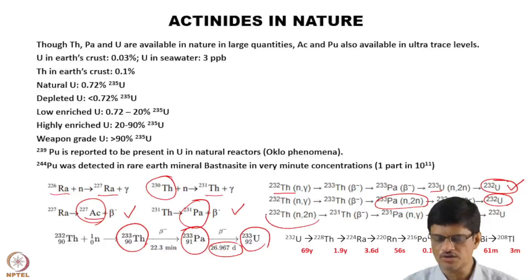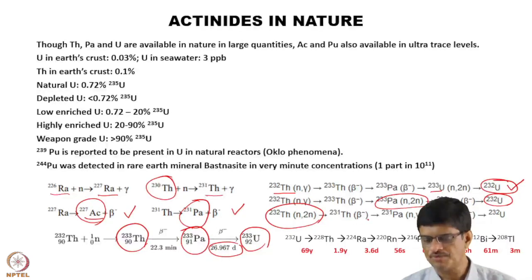Thorium-232 can also undergo an (n,2n) reaction to give thorium-231, which by beta decay gives protactinium-231, which can capture a neutron, by (n,gamma), to go to protactinium-232, which undergoes beta decay to give uranium-232. So this is how uranium-232 is formed, in a rather small quantity, while producing uranium-233. But it is very important because uranium-232 has to be removed from uranium-233, otherwise the operation becomes very difficult.